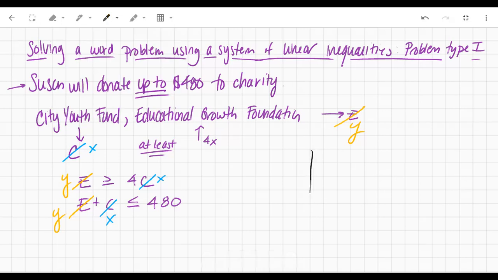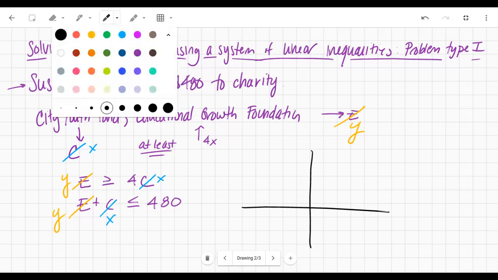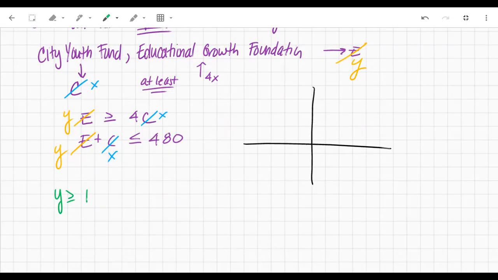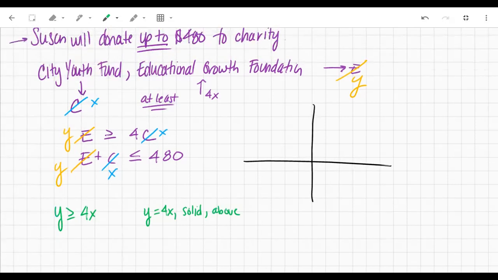Okay. So the first one, Y is greater than or equal to 4X. Okay, so we would graph Y equals 4X with a solid line. And since Y is greater than, we would shade above. Okay, so Y equals 4X goes through the origin. Okay, and then we would shade above it.